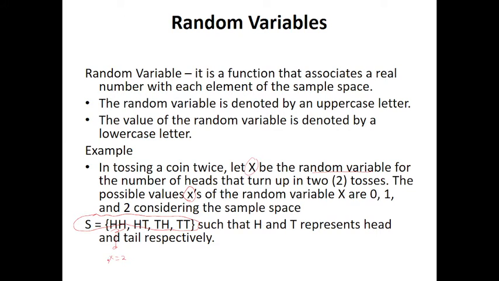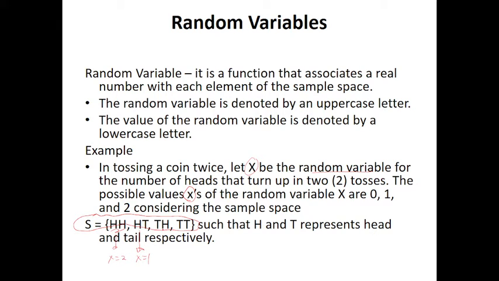Take note, lowercase letter x. Now, if we consider the value of the random variable in the second outcome, head and tail. In the first toss is head. In the second toss, it is tail. We have one head that turns up. Therefore, the value of the random variable is 1 because the random variable concerns the number of heads that turn up.